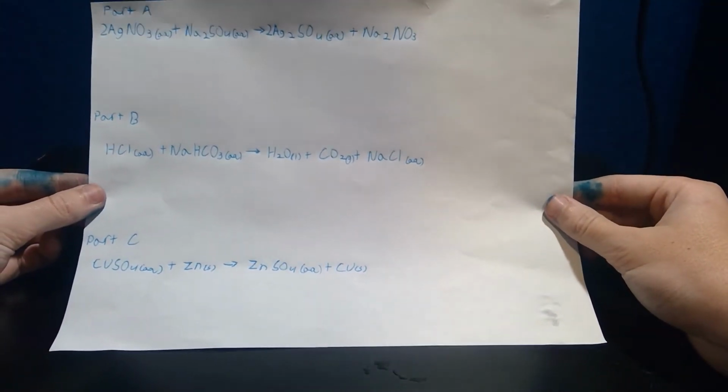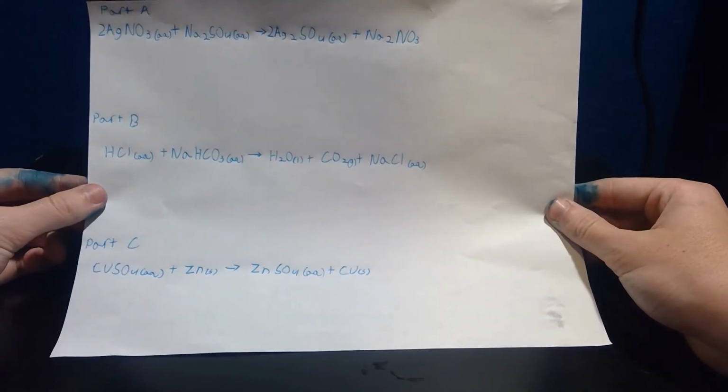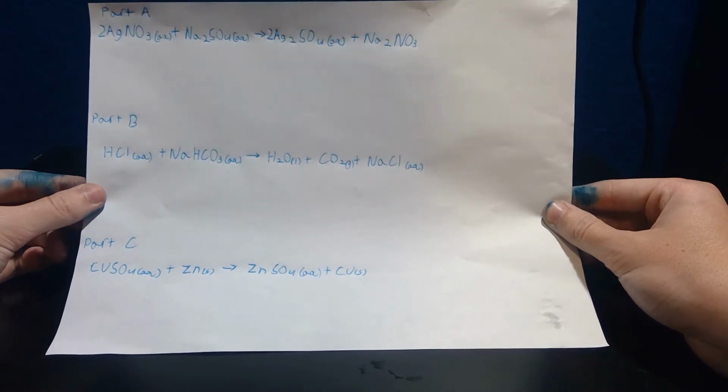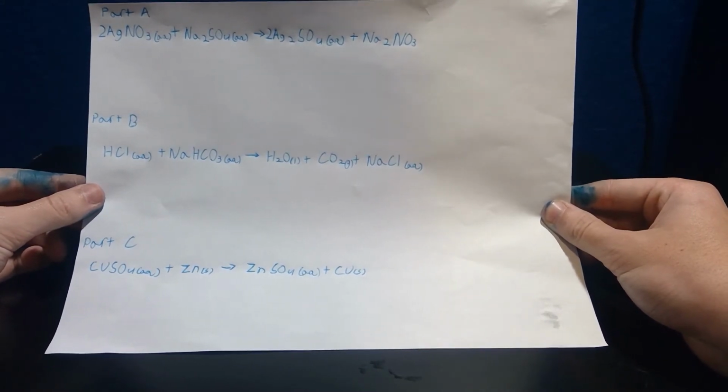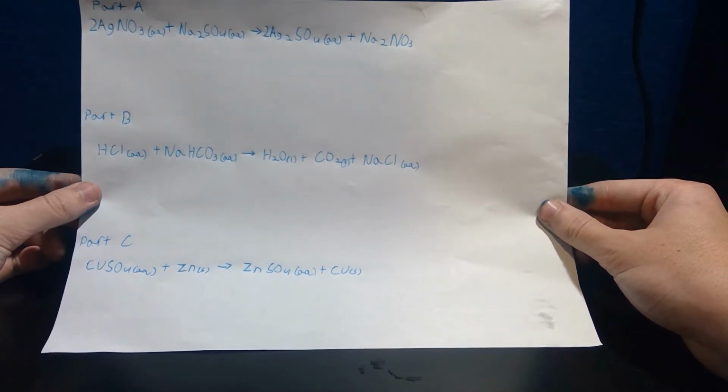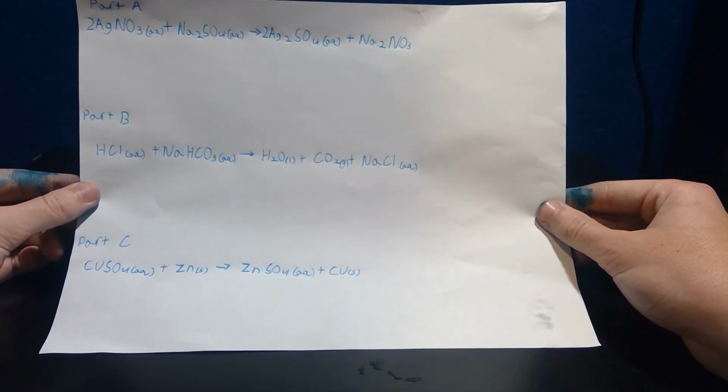In Part A, we got silver nitrate, which was an aqueous solution, plus sodium sulfate, which was also an aqueous solution. The product came out to be 2 silver sulfates plus sodium nitrate.